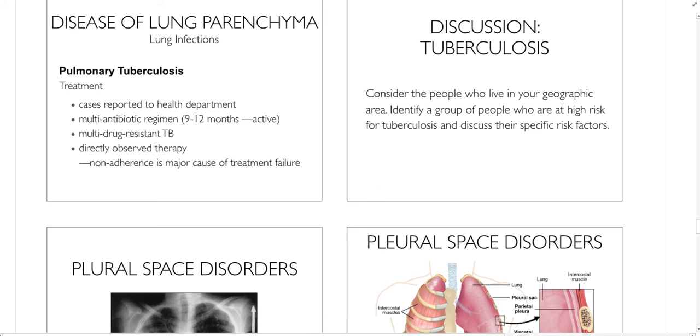Treatment is very difficult. All cases are going to be reported to the health department and then to the CDC or the State Department. They're going to require a 9 to 12 month long multi-antibiotic regimen because of how difficult it is to treat tuberculosis. Many times, unfortunately, also there may be multi-drug resistant TBs that are infecting. And a lot of times we're going to want to have directly observed therapy because non-adherence is a very severe issue for tuberculosis because of just simply how long it takes.